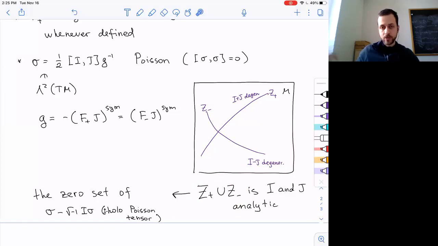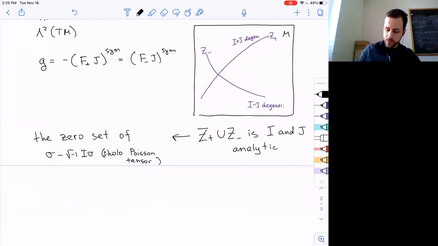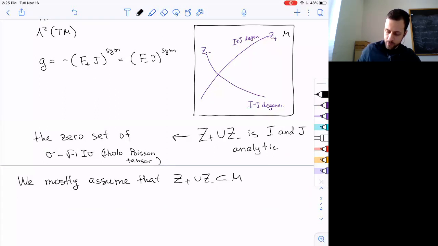Again, it's not necessarily true, it's quite restrictive, but we mostly will assume that Z plus union Z minus inside of M is a proper subset. So it's not the entire M, and it means that it at least has real codimension two, because it's an analytic subset.